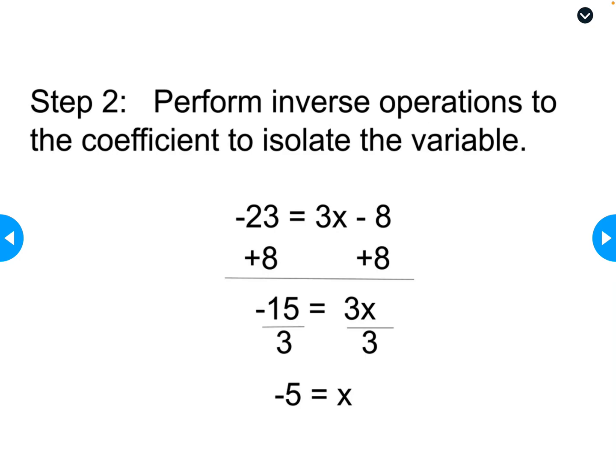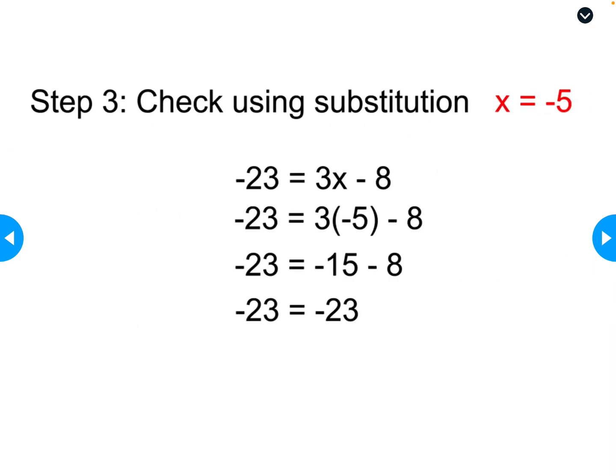Again, we can check that our answer is correct by taking that answer of negative 5 and substituting it back into the equation. You can see here on my second line, I substituted in a negative 5 for the x. I followed order of operations on the right side, got a negative 15 minus 8, which is a negative 23. It balances with the negative 23 that I already had.